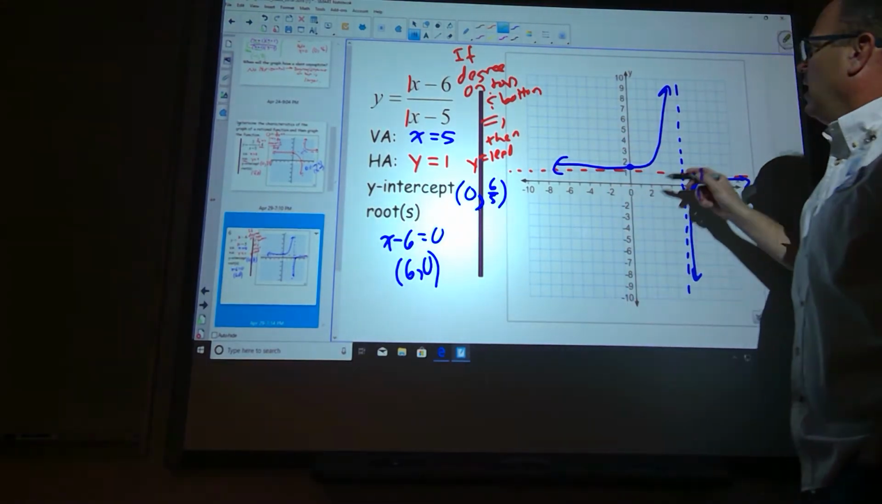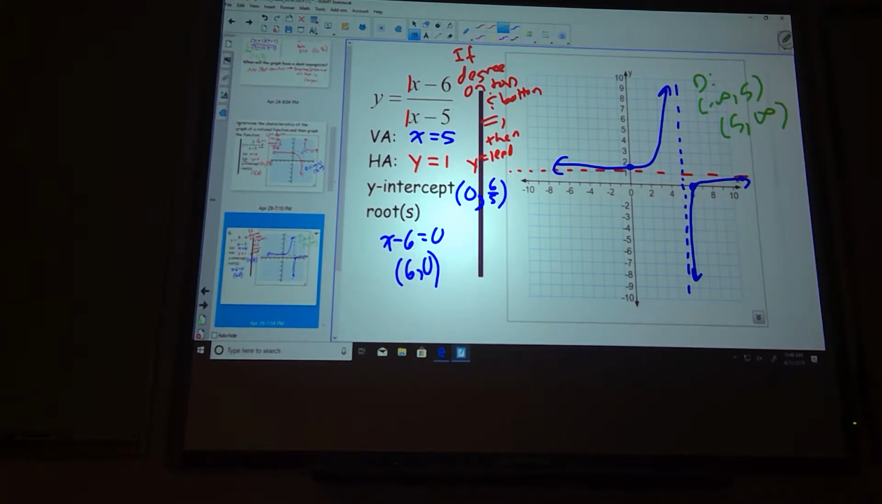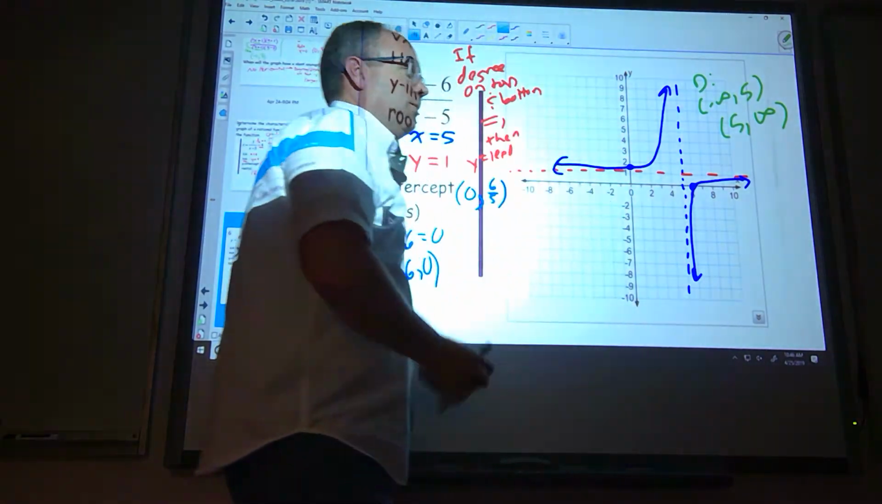And if it asks for the domain, it would go from negative infinity to 5 and from 5 to infinity. So how exact does our graph have to be? Just kind of close to that. Okay. Kind of is the key word. So if you had something being drawn down here, you're going to miss something.